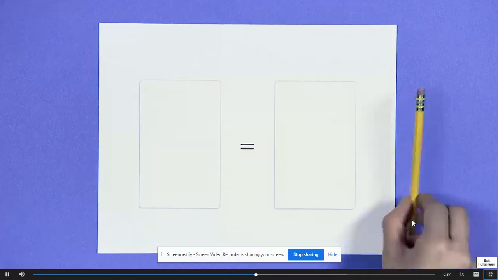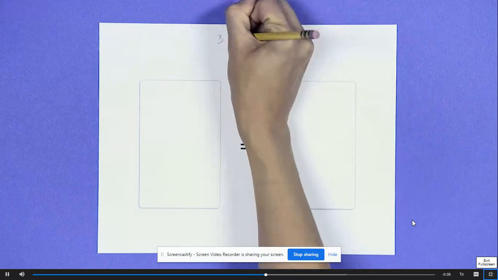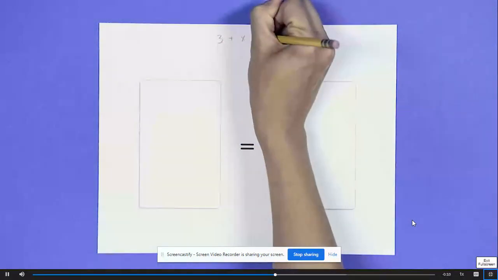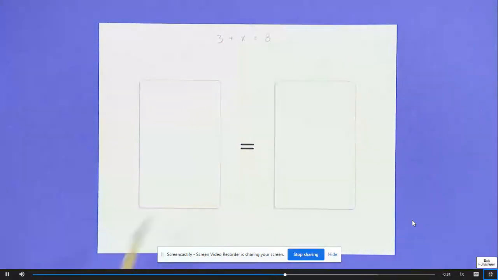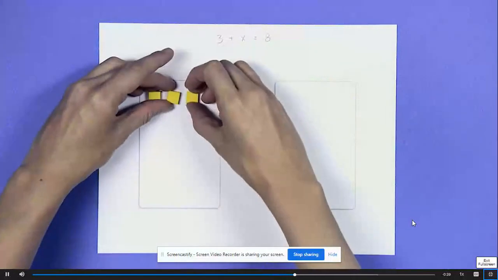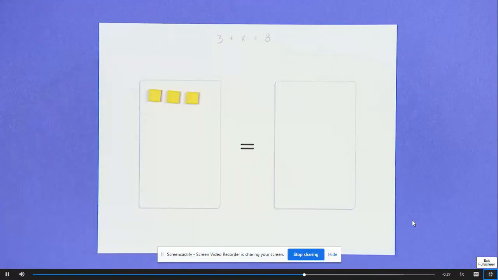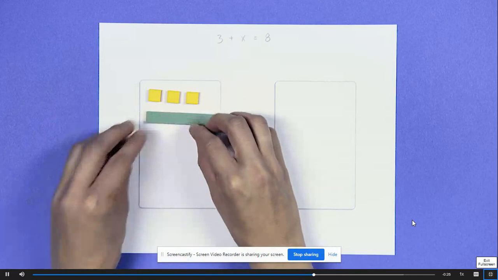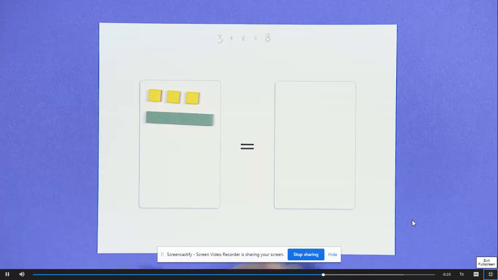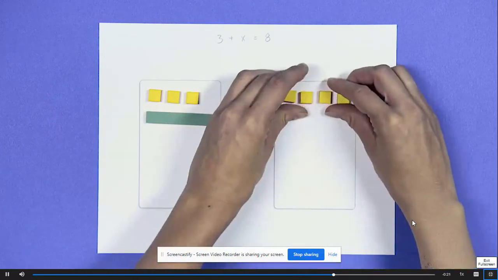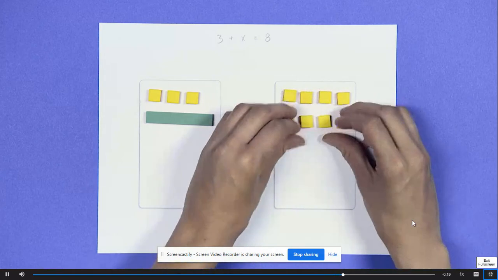Let's try another example. Find the value of x for the equation 3 plus x equals 8. To model the equation, place 3 1 tiles and 1 x tile on the left side of the mat. Next, place 8 1 tiles on the right side of the mat.